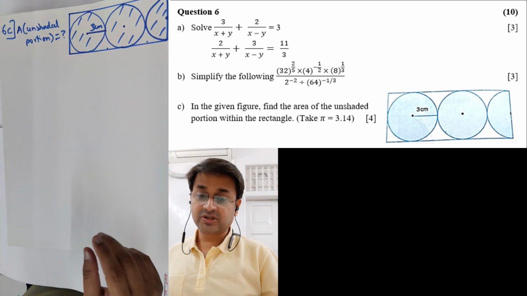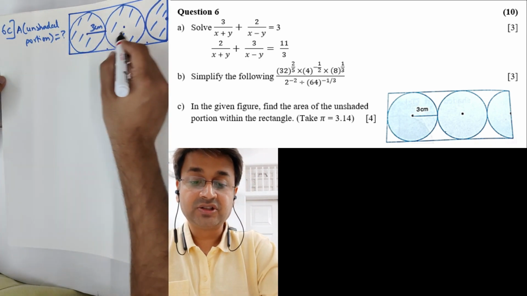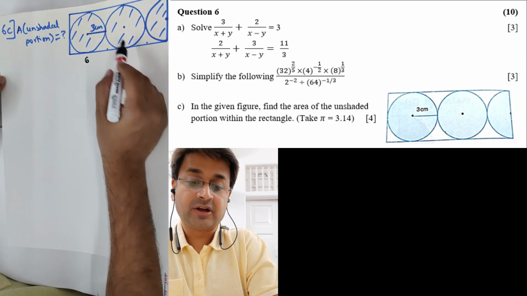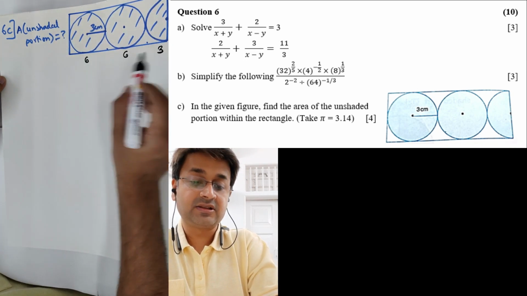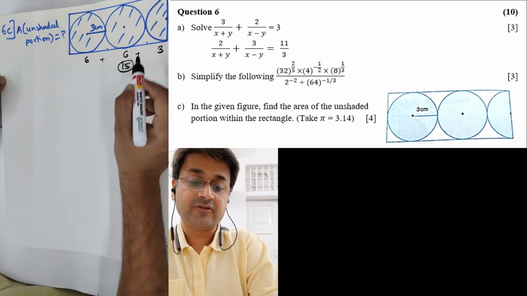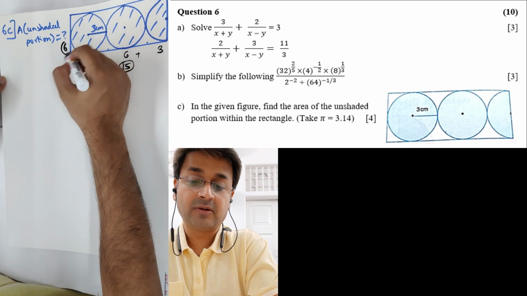Moving to the last question, 6C, they say find the area of unshaded portion. So this is all shaded over here. The radius is 3. So the diameter becomes 6, 6 and this is 3. So the total length will be 6 plus 6, 12 plus 3, 15. Whereas the breadth, so 3 plus 3, so the breadth will become 6.